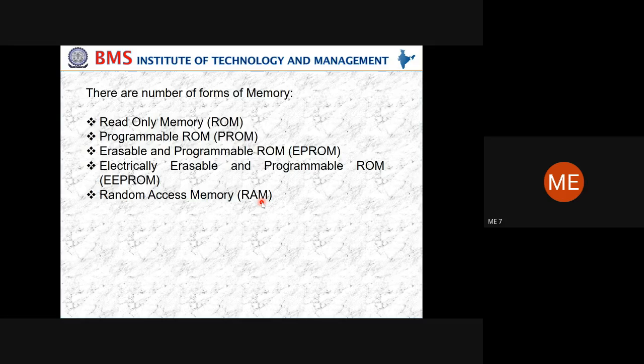Basically, RAM is a volatile memory where the content gets erased when a power disruption occurs. So we also call RAM read-write memory. Generally we write it as R bar W memory.